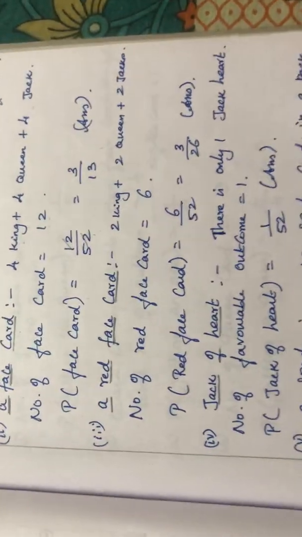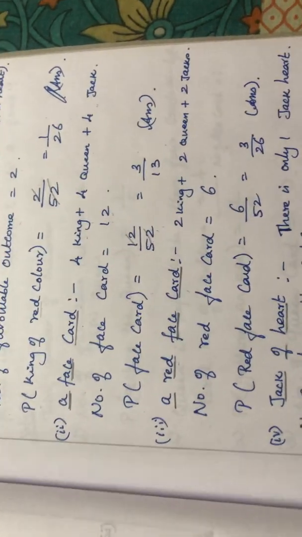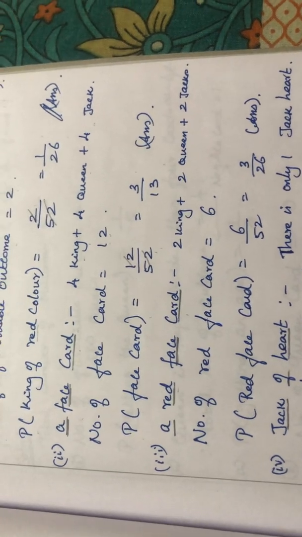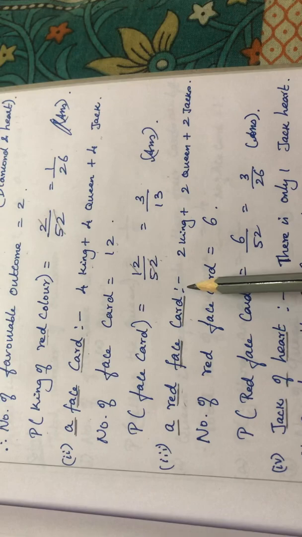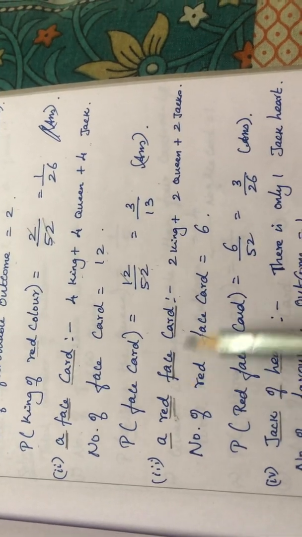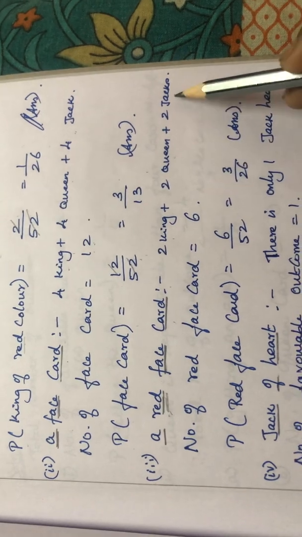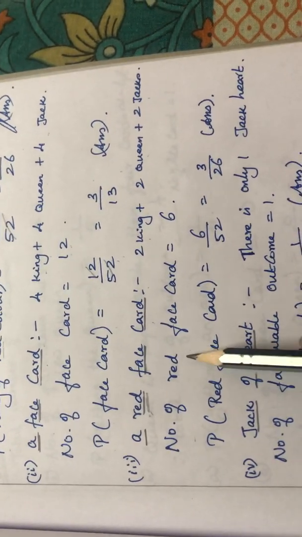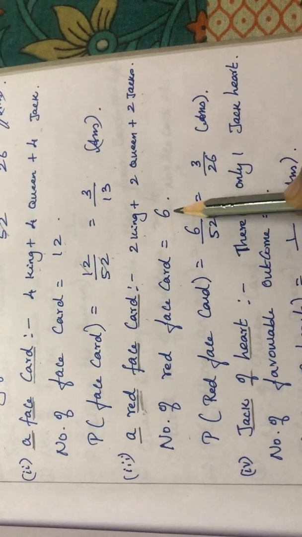Third subdivision, a red face card. How many red face cards are there? 4 king cards are there. Under that, 2 kings are black in color and 2 king cards are red in color. So half of that we will get. Red color they have mentioned, so 2 kings are red, 2 queens are red and 2 jacks are red. So number of red face cards is equal to 2 plus 2 plus 2, 6.